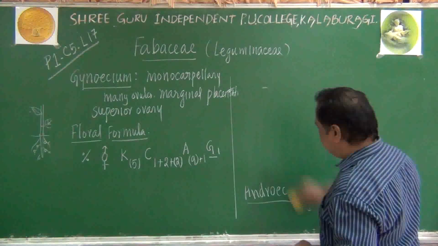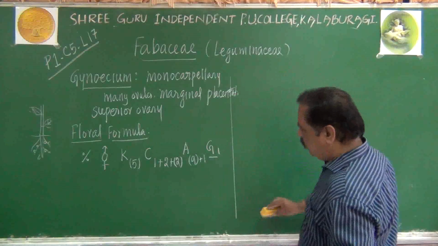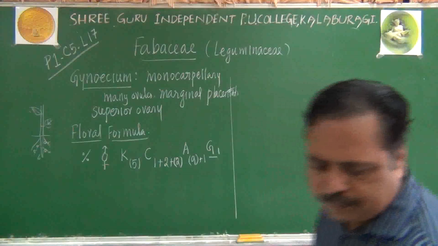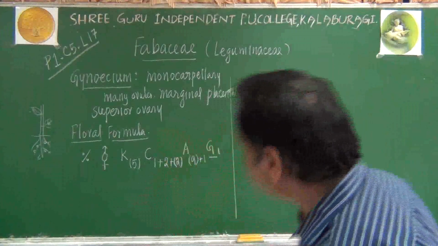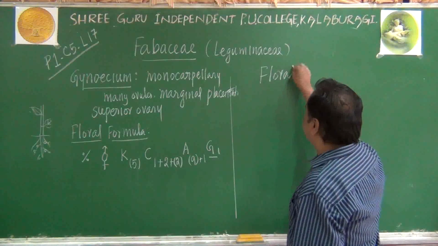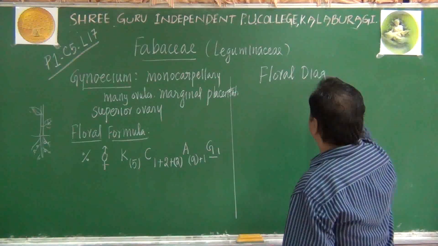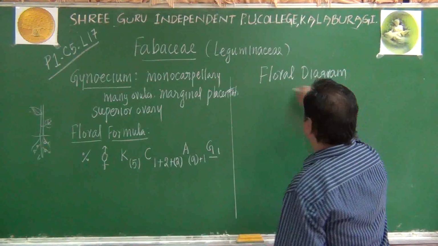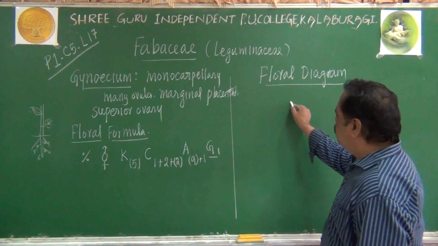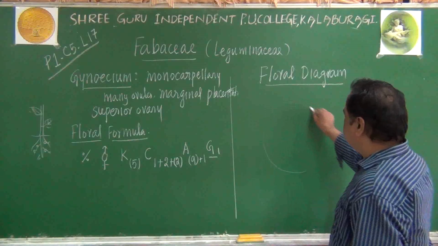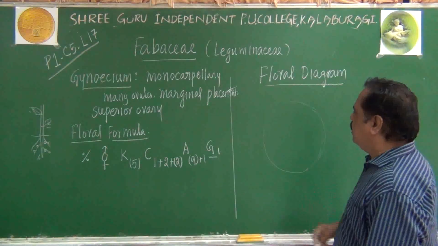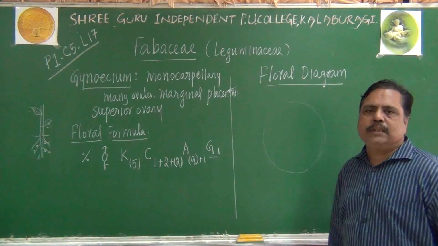Remember students, in the previous class I told you how to draw a floral diagram. You may recall. For floral diagram, we have to take 4 floral whorls here. I am talking about Fabaceae. Outermost whorl is nothing but calyx. You may be recalling. Just an imaginary circle I am putting. In this calyx, how many sepals are there?